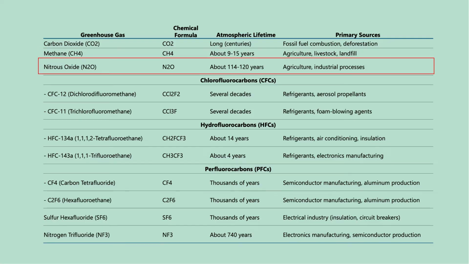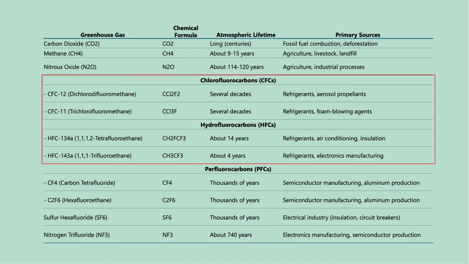Next, nitrous oxide. The primary sources for nitrous oxide include agriculture, industrial activity, and fossil fuel combustion. Use of synthetic fertilizers and manure management releases nitrous oxide. Industrial activities like production of nitric acid and other chemicals, and combustion of fossil fuels release nitrous oxide. Nitrous oxide remains in the atmosphere for about 114 to 120 years, contributing to long-term global warming. It also marginally affects the ozone layer.